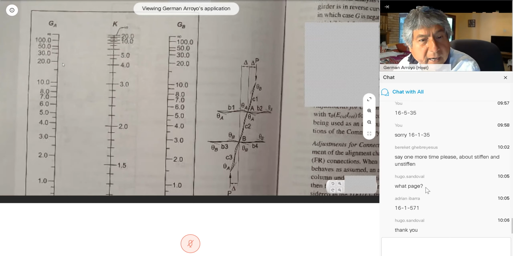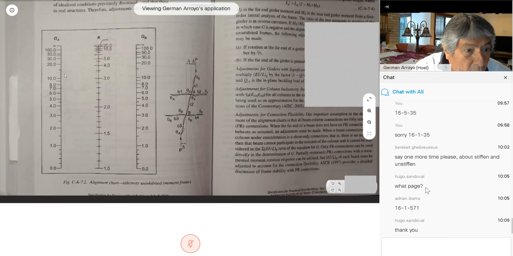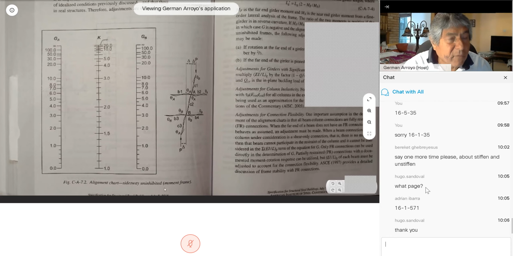This is a frame that is not braced. So with GA and G top, you can see that there's a delta. Look at the delta. This is the sideway. It's typically a moment frame. So for this frame, all the connections are moment connections. For the previous one, all the connections are shear connections, but you have to put an X brace.